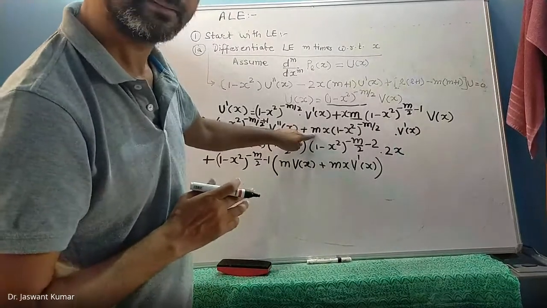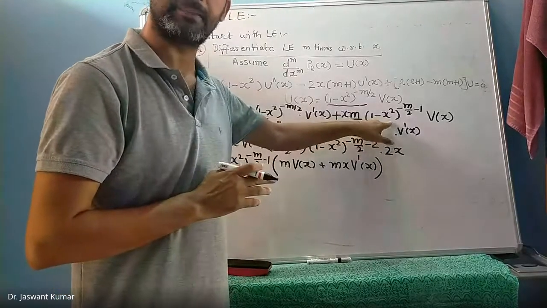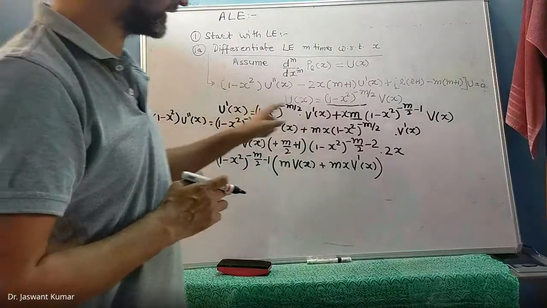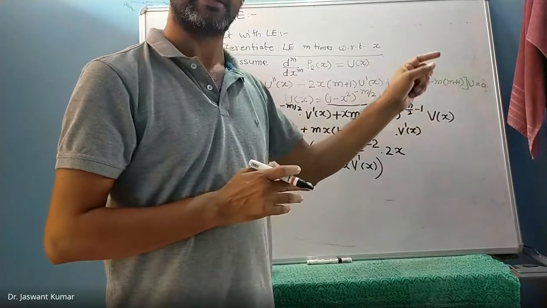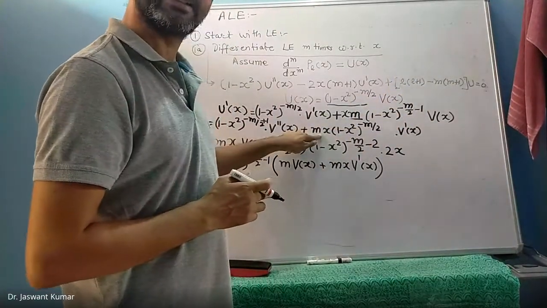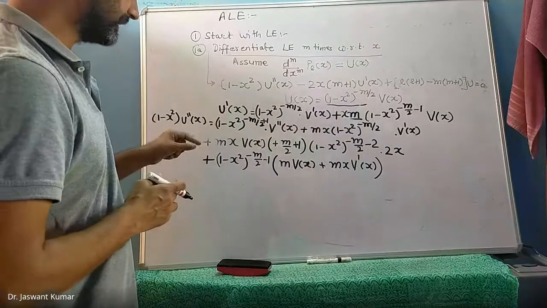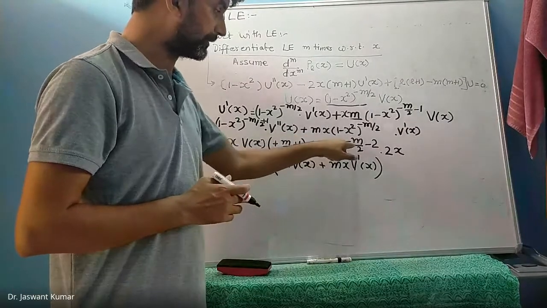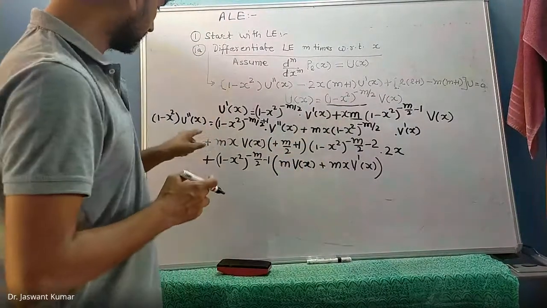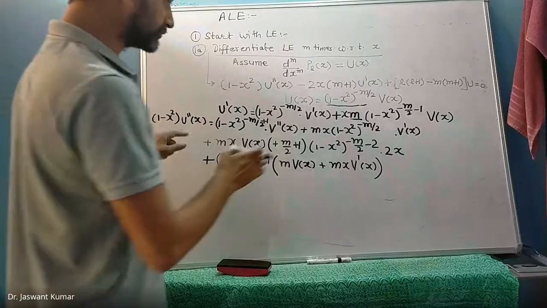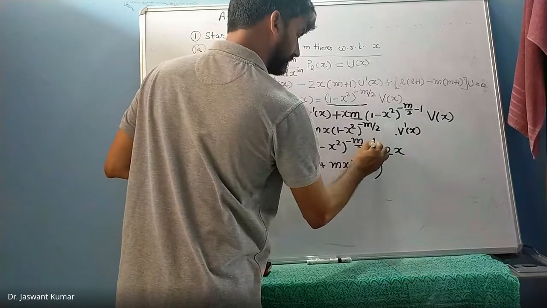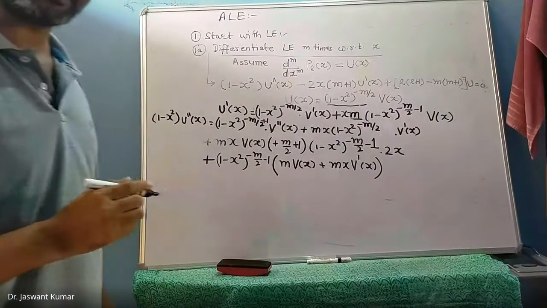Yes, sir. It has a minus m by 2 minus 1 over here. But when we multiply it with 1 minus x squared, then that minus 1 from there goes away, and what we are left with is this. Third term had (1 minus x squared) to the power minus m by 2 minus 2. When we multiply it by 1 minus x squared, then this minus 2 becomes minus 2 plus 1, which is minus 1. Everyone okay with this?